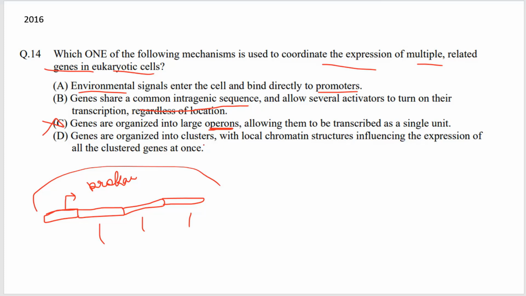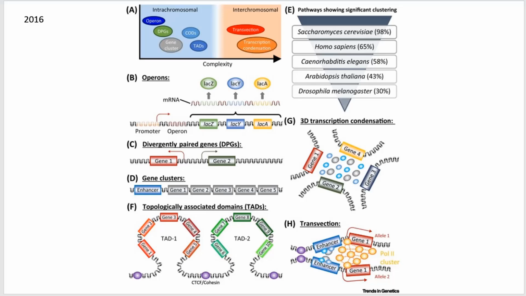D: genes are organized into clusters with local chromatin structures influencing the expression of all the cluster's genes at once. So this is the last option. Which one is the correct option? Which is the one mechanism which we use? This is from a paper which shows that, first of all, the operon does not happen in eukaryotes, so that is completely neglected.